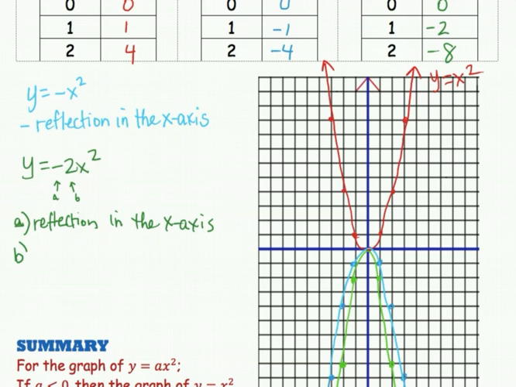And B, this 2 here. Remember, if it's a number greater than 1, it's a vertical stretch. So think of it as those arms stretching up by a factor of 2. So vertical stretch by a factor of 2. So again, make sure that you go through and write the whole word out and use proper terminology, by a factor of 2, to get full marks.